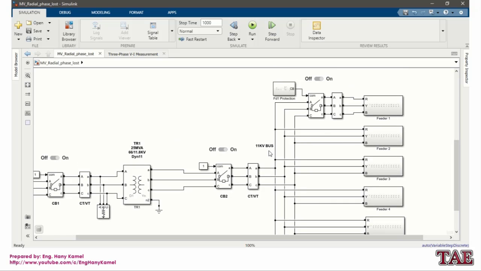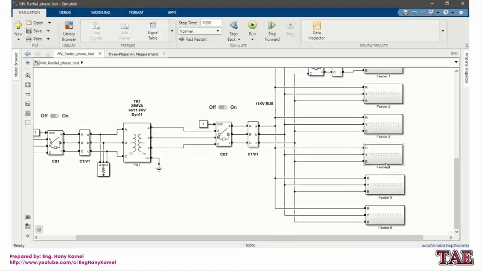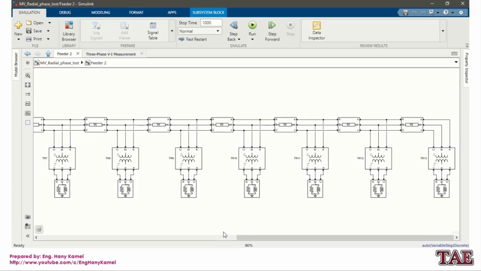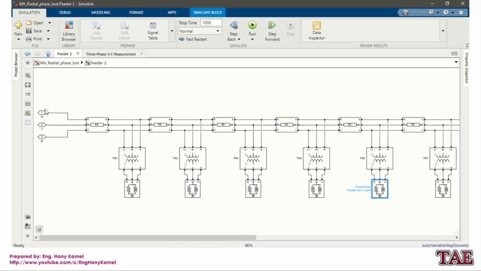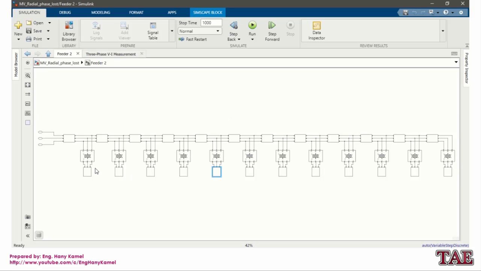Then there is the 11 kV bus, taken from the transformer to 6 feeders, as we can see. Each feeder is 12 kilometers, and at each kilometer there is one distribution transformer. It's from 11 kV to 0.4 kV, or 400 volt, feeding distribution loads.